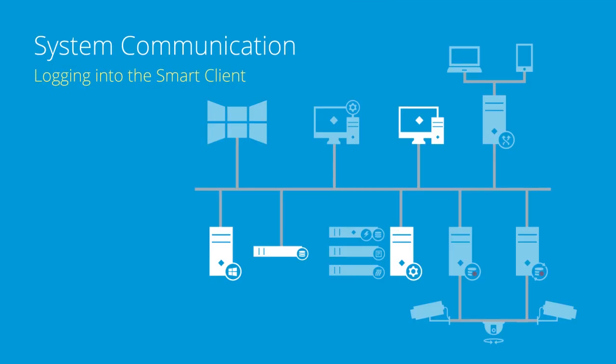Let's view the system communication and data flow as a user logs in to an XProtect VMS using the XProtect Smart Client. We'll look at the flow for basic users, Windows users, and Active Directory users. For basic users, XProtect Smart Client connects to the management server using HTTPS on port 443.